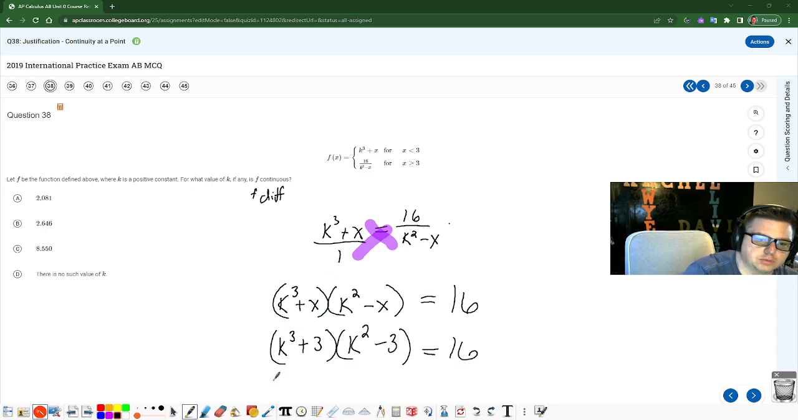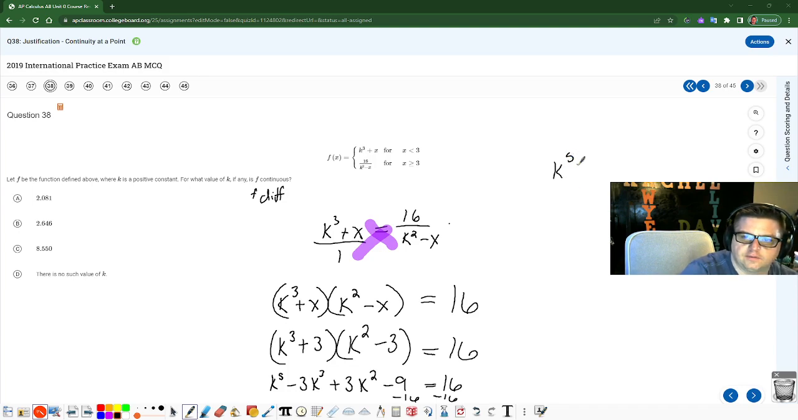So, if we do this, we get k to the 5th minus 3k to the 3rd plus 3k squared minus 9 equals 16. Subtract 16 from both sides, and we get k to the 5th minus 3k cubed plus 3k squared minus 25 equals 0. So let f be defined the function above where k is a positive constant. For what value of k, if any, is f continuous?